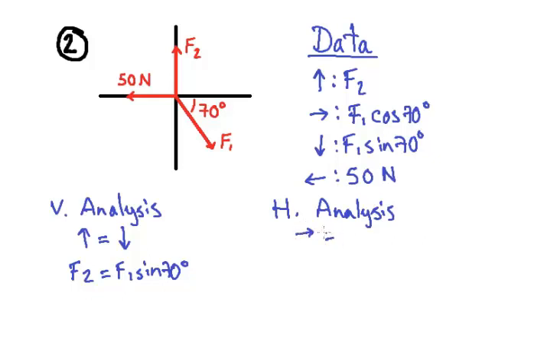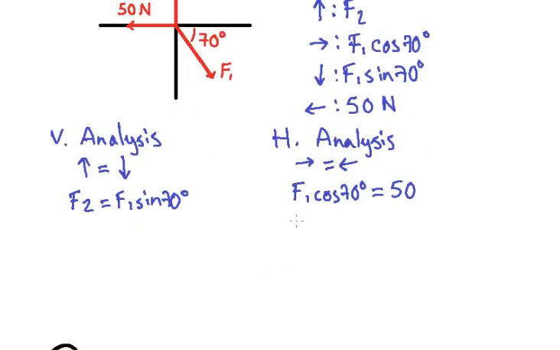Horizontal analysis, I know that the horizontal forces have to be equal in order to cancel each other. The right-sided force is F1 cosine of 70. And the left-sided force is 50. In this case, there's only one variable, so I can easily find this. All I need to do is pass the cosine to divide. So let's try to do that. F1 will be equal to 50 divided by cosine of 70.